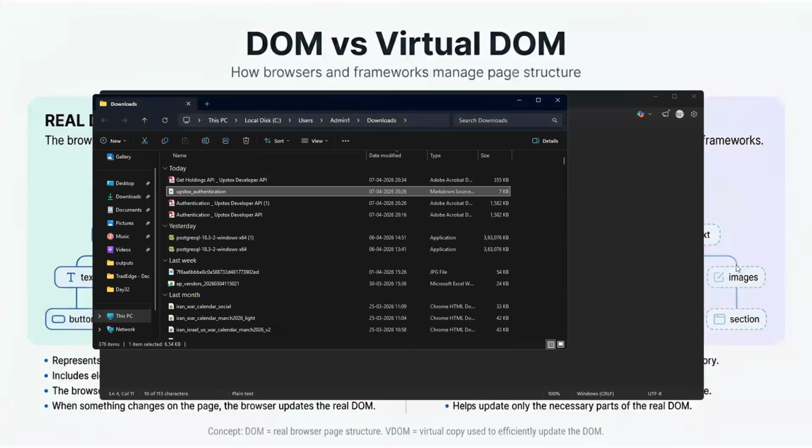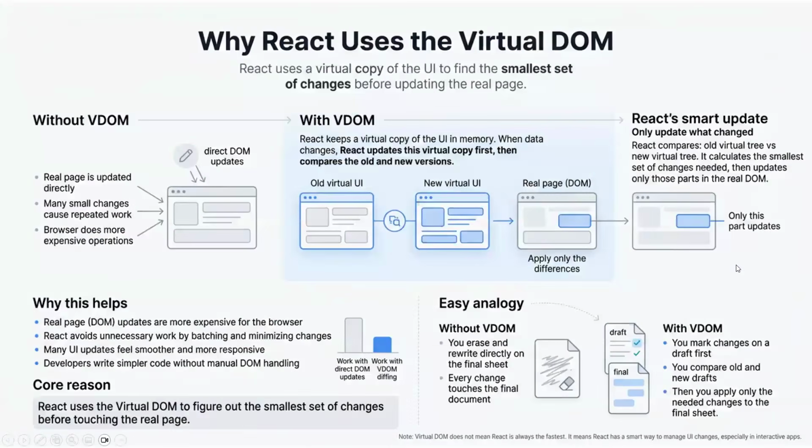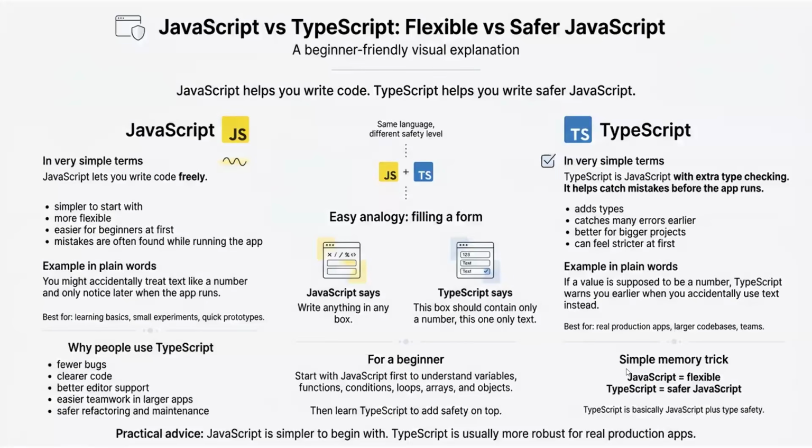I also have a slide for that as well. So talking about JavaScript, you know that it's more of an interactive control. In JavaScript, you can just type anything in the box, but in TypeScript, you can clearly say this box should contain only a number. It cannot contain text. Whereas in JavaScript, you cannot say that.